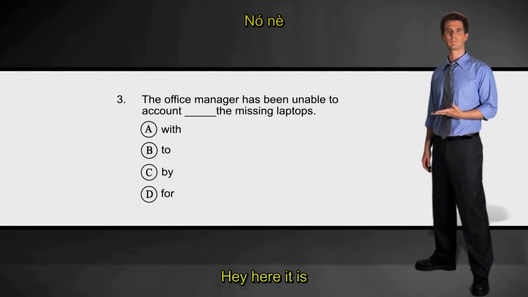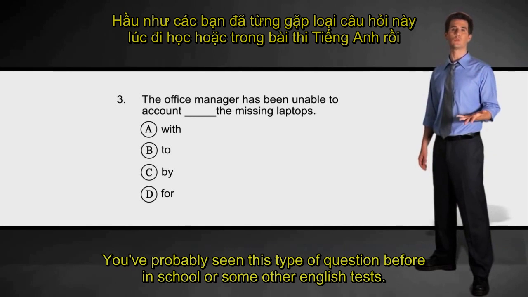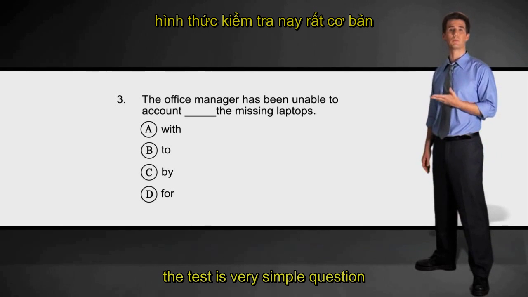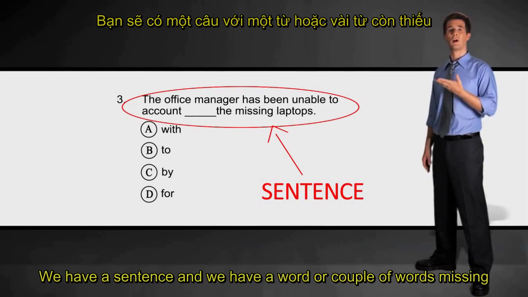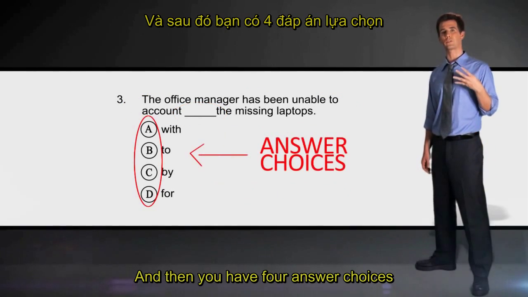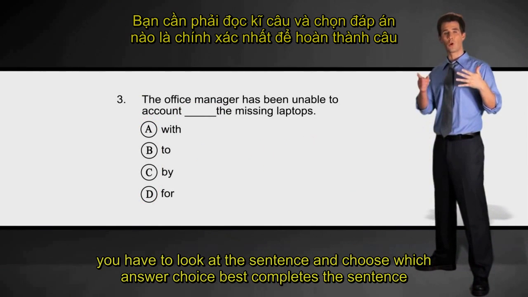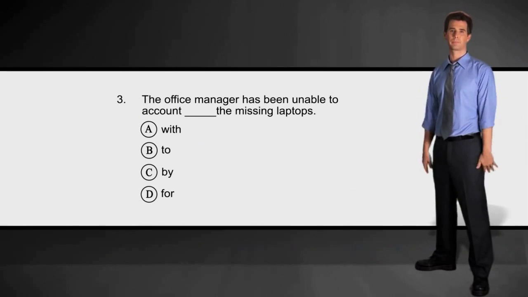Okay, here it is. You've probably seen this type of question before in school or some other English test. It's actually a very simple question. We have a sentence, and we have a word or a couple of words missing. And then you have 4 answer choices. You have to look at the sentence and choose which answer choice best completes the sentence.